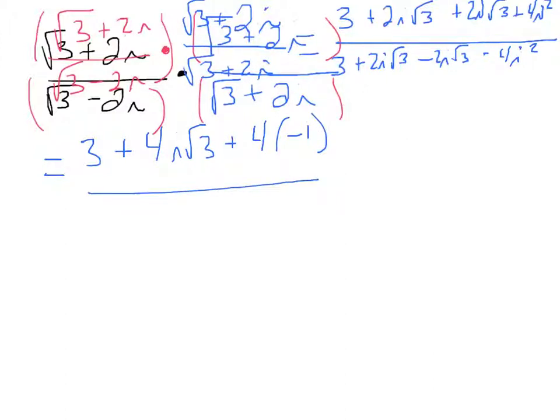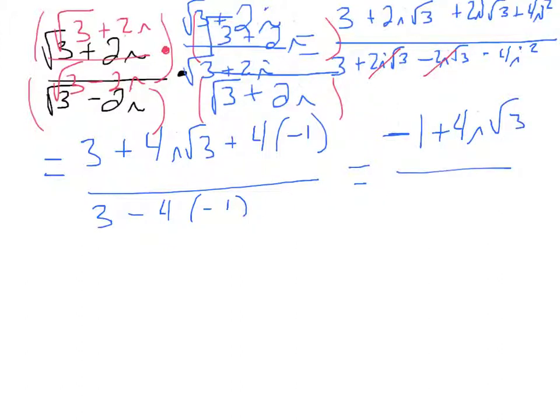Okay. The bottom, these guys cross out, right? They cancel out. I'm going to go ahead and combine this. 3 minus 4 times negative 1. And then I'm going to go ahead and combine this stuff. And I got a 3 minus 4, so that's going to be a negative 1 plus 4i root 3.